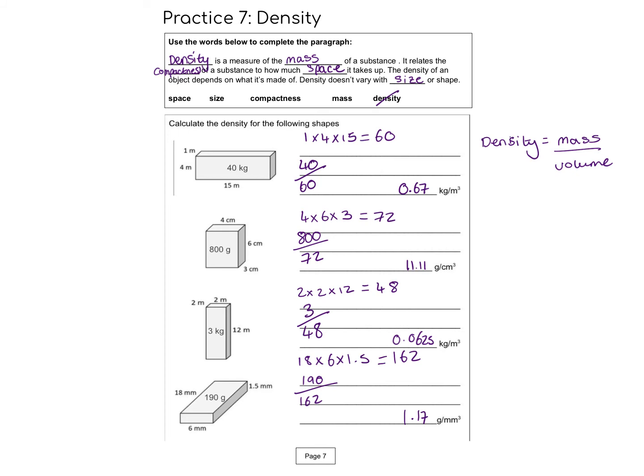Nice kind of question here, working out density. Density is a measure of mass of a substance. It relates to compactness of a substance, to how much space it takes up. The density of an object depends on what it's made of. Density does not vary with size or shape. First off, then you have to work out the volumes of each of them. So you're multiplying the 3 parameters together, and then you're dividing it. So density is the mass, and they've given you the mass of each one in the box. The mass divided by the volume, okay, whichever you worked out.